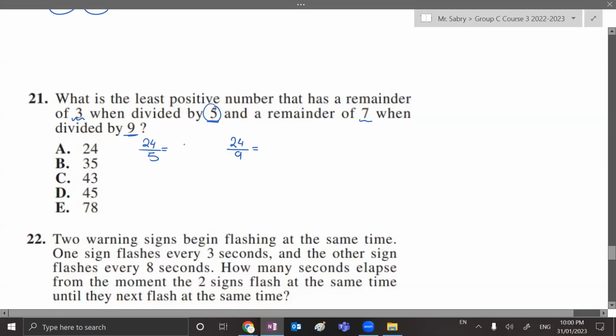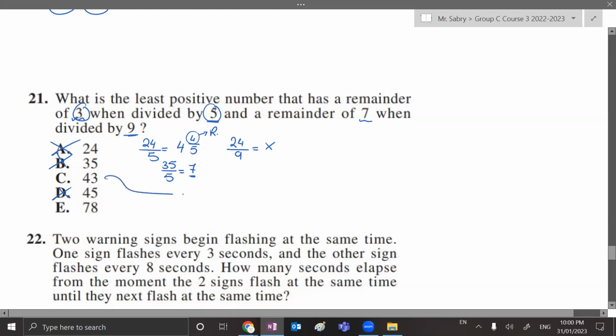How do I try? I do 24 divided by 5 and then press shift SD to write it as a mixed fraction. It gives me 4 over 5. This is the remainder. The remainder is 4, while he says that when I divide by 5 the remainder should be 3. So A is not the right choice right away. There is no need to try the 9 at all. I'll try 35. 35 divided by 5 comes out 7, meaning no remainder. It's not a decimal. So it's definitely not B or D by the way, because 45 divided by 5 also comes out a whole number.